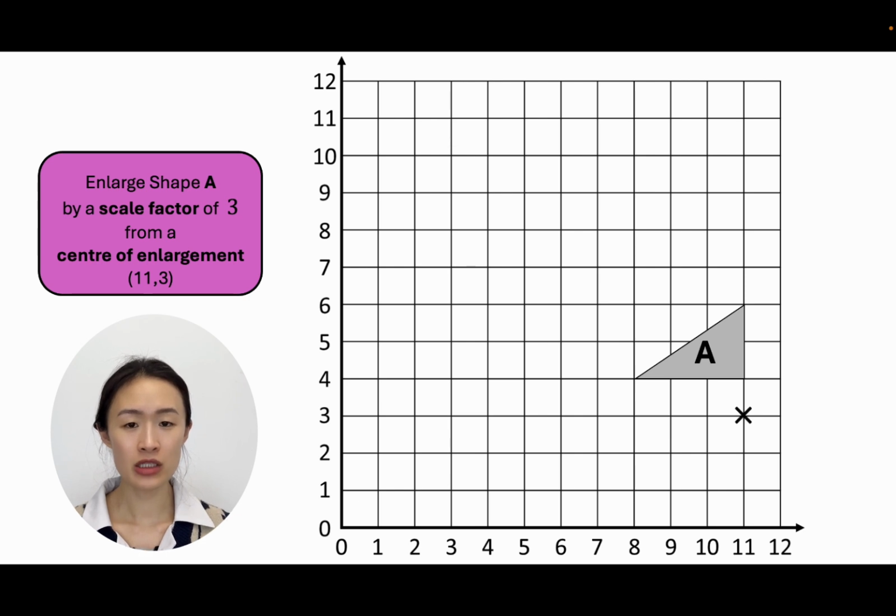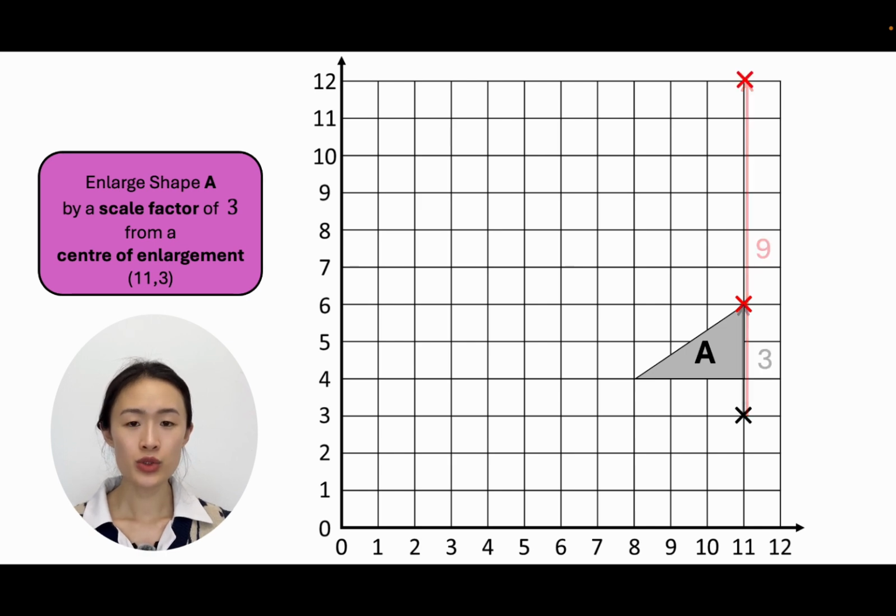Start from our center of enlargement, go to one of the vertices. For example, I'm going to pick 11, 4. So if I wanted to go from the center to that point, I need to go up by 1 unit. Now scale factor is 3, so that means I need to go up by 3 units to get to my new point. Now remember, we always start from the center of enlargement. So go back to the center of enlargement, we go up by 3 units, and 11, 6 is our new point.